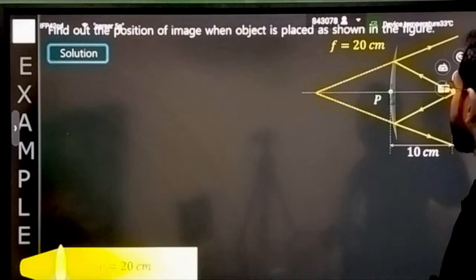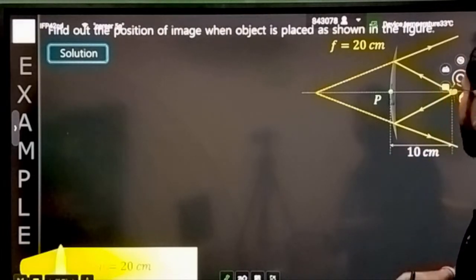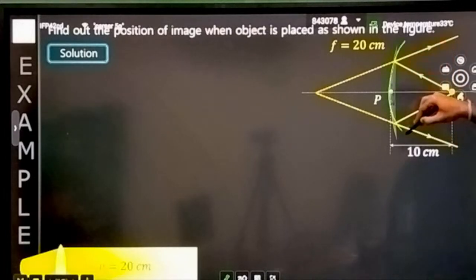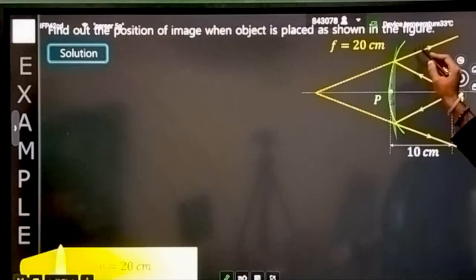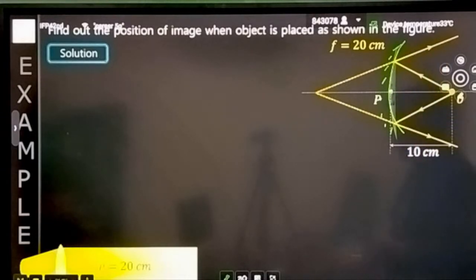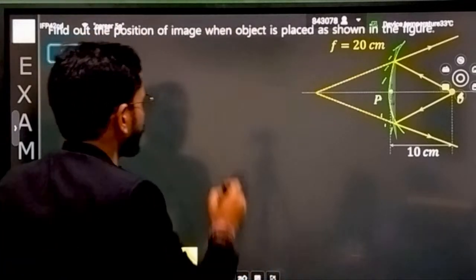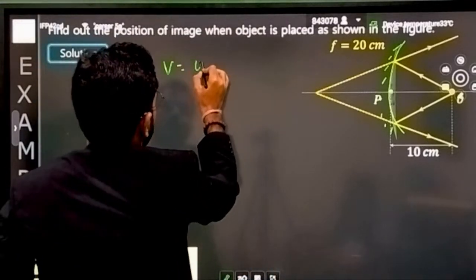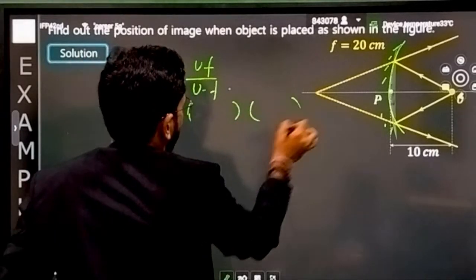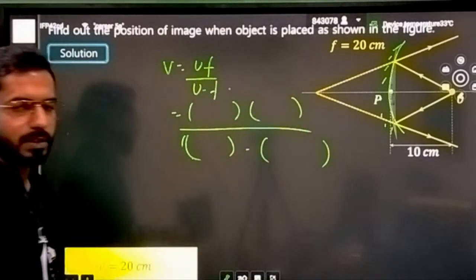See the question. The question is telling you: find the position of the image when the object is placed as shown in the figure. Here is your object kept. Now see, what is this scenario? This kind of mirror is there, and this is the reflecting side. Doesn't matter what kind of mirror is there. You know that the position of the image is UF divided by U minus F. That means you just have to write what conventions you know. That's it. Question is done.